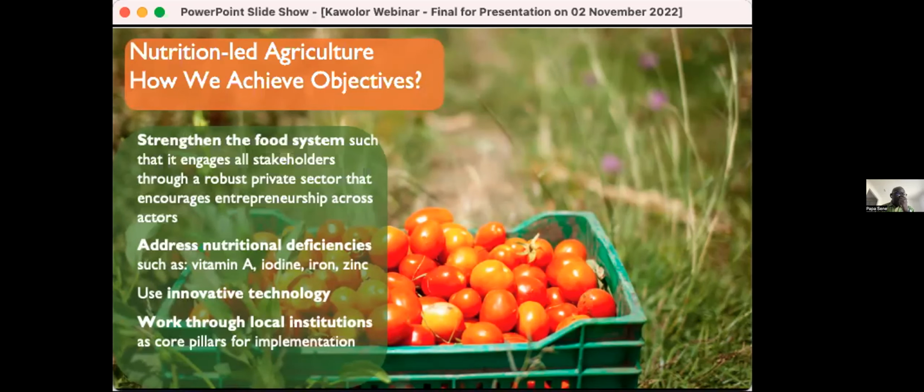The second point is that we know the major deficiencies in Senegal. We know that it's vitamin A, it's iron, it's zinc and iodine, and the rates are pretty high.